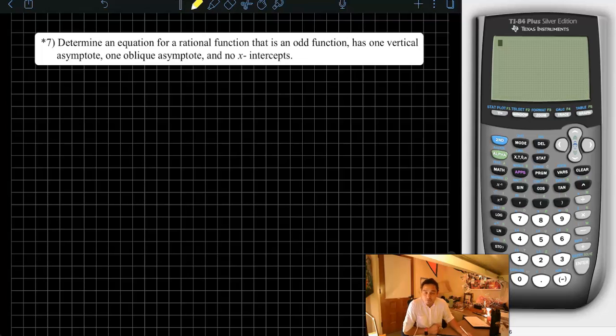Hi Precalculus, this is question number 7 from the chapter 3 review. It says determine an equation for a rational function that is an odd function, has one vertical asymptote, one oblique asymptote, and no x-intercepts. So this is one of those where there are tons of different solutions.